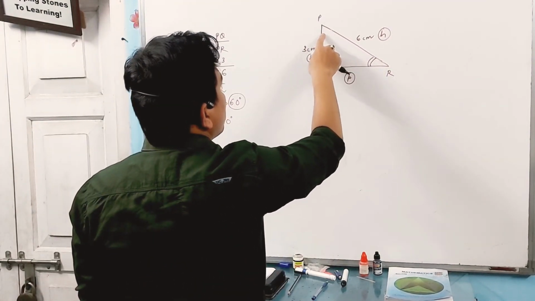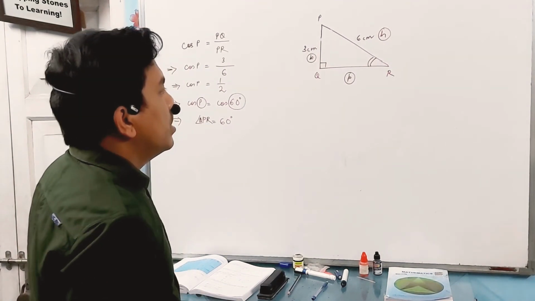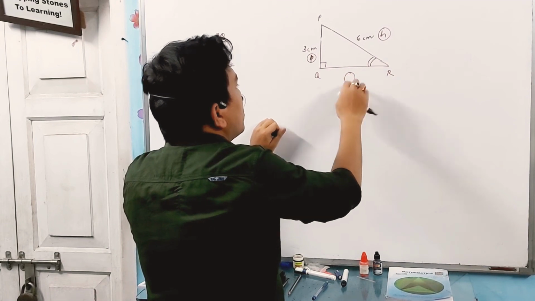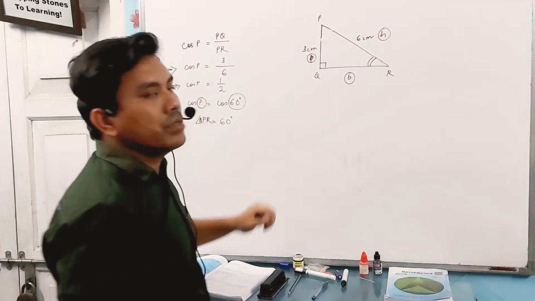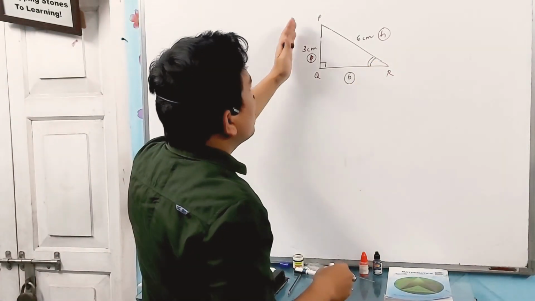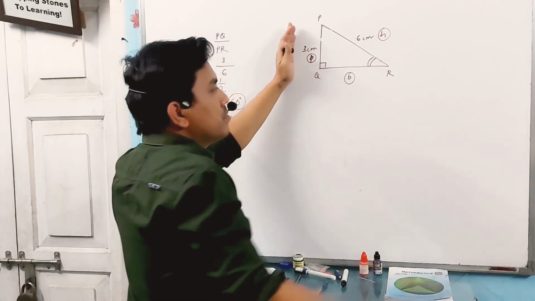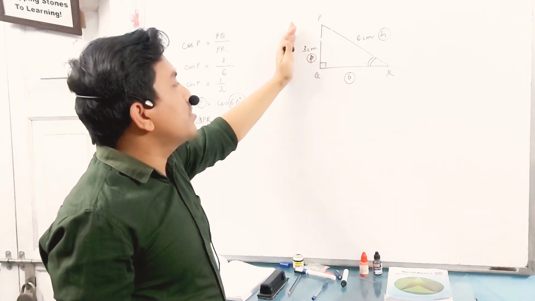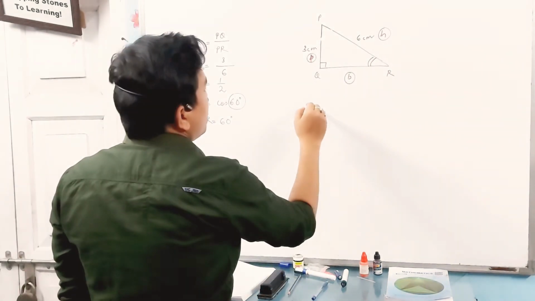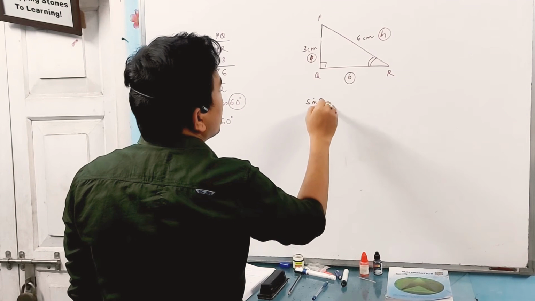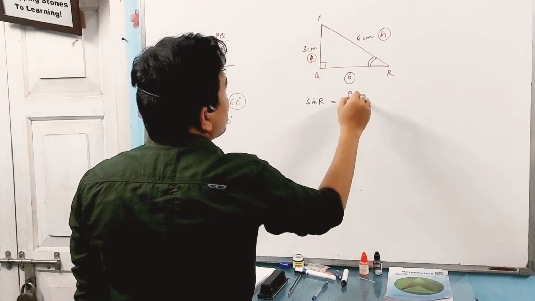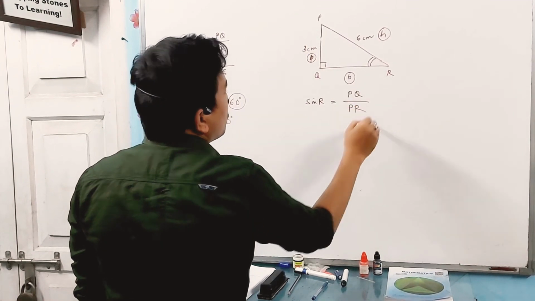Now in case of this angle R, this side will be the perpendicular, this will be the base, and this is the hypotenuse, isn't it? So in case of this angle, which sides are given? The perpendicular and the hypotenuse are given. So what was the relation between perpendicular and hypotenuse? It will be sine. So sine R is equal to perpendicular by hypotenuse, that is PQ by PR.